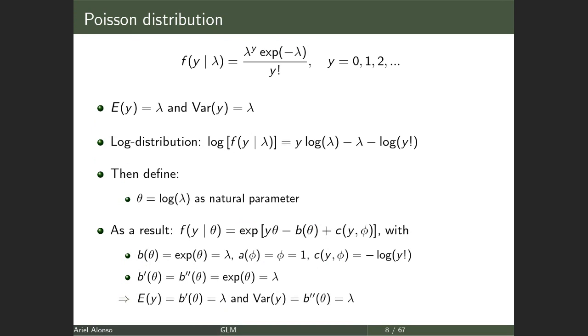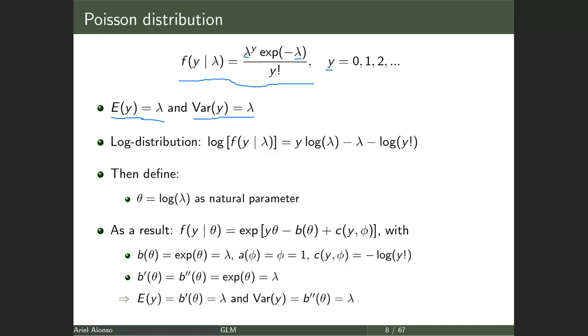A little bit more of the same. Here you have the formula for the Poisson distribution. We have seen it already. It's the typical distribution that we use when we have a counting process. So y is a count taking values 0, 1, 2, etc. Now the expected value for the Poisson distribution is lambda. It's the parameter we have over here in the equation. And the variance of the Poisson distribution is again lambda. So the variance is equal to the mean.